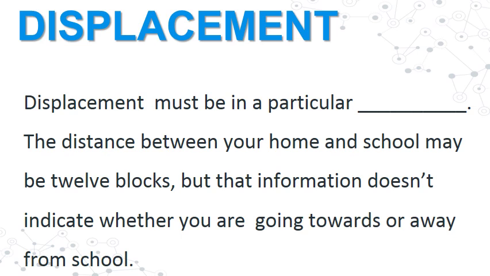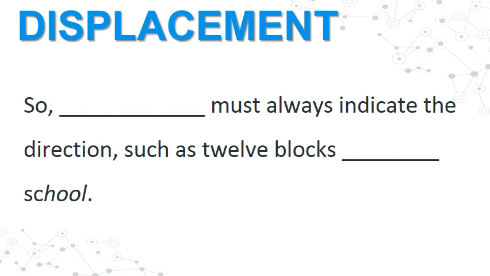Now, displacement must be in a particular direction. The distance between your home and, say, your local school may be 12 blocks, but that information doesn't indicate whether you're going towards or away from school. So displacement must always indicate the direction, such as 12 blocks toward the school. That gives us a direction.